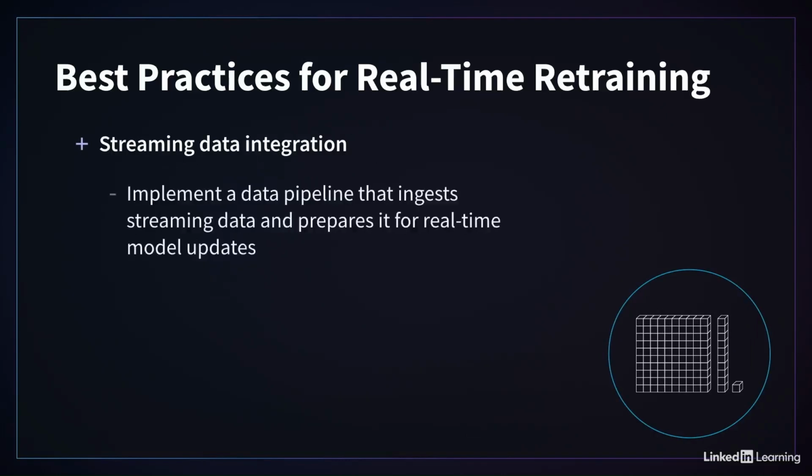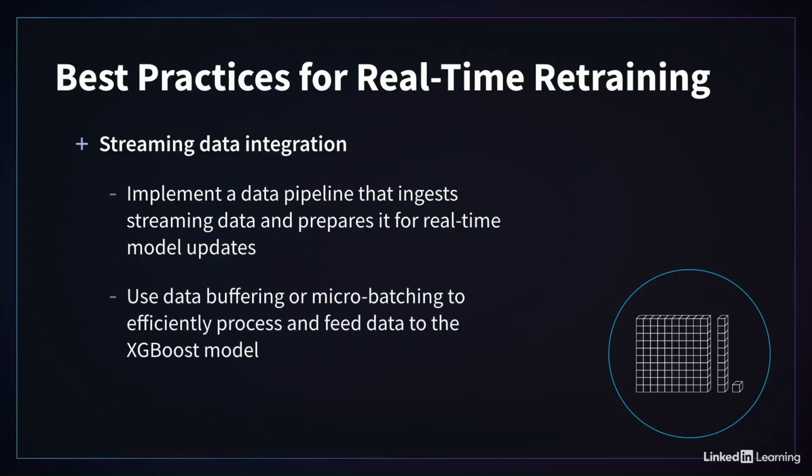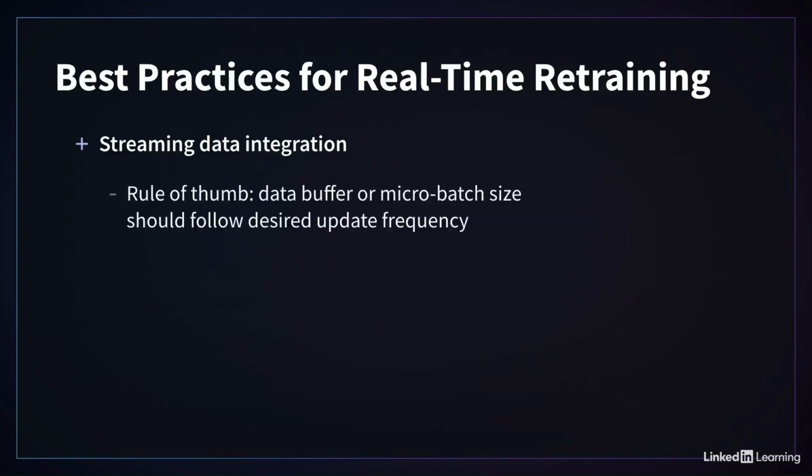Another form to prevent this overfitting is to use a form of streaming data integration, where we don't update our model on every new data point coming in, but instead buffer this data to microbatches that are then used to automatically retrain the model. Think of it as collecting data over a 24-hour interval before using it to continue the training. As a rule of thumb, the buffer size that you should use follows the desired update frequency. So if you retrain your model every day, use batches within a 24-hour time window.